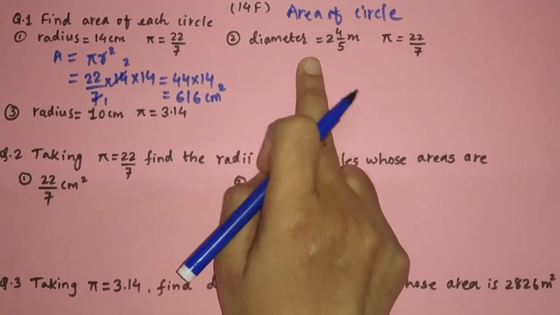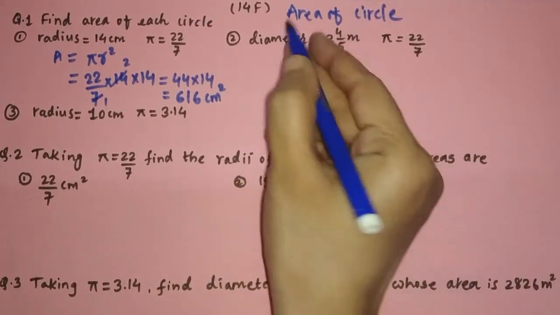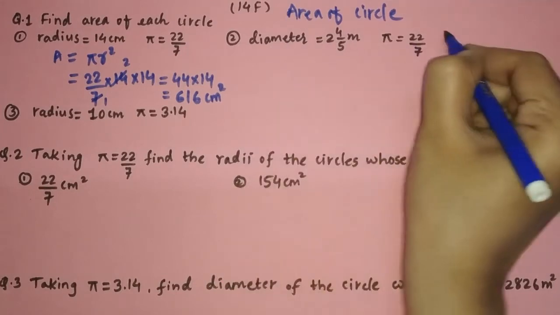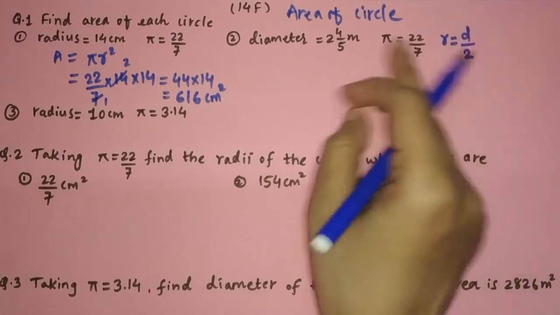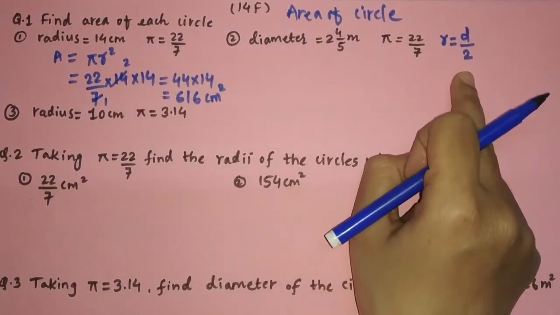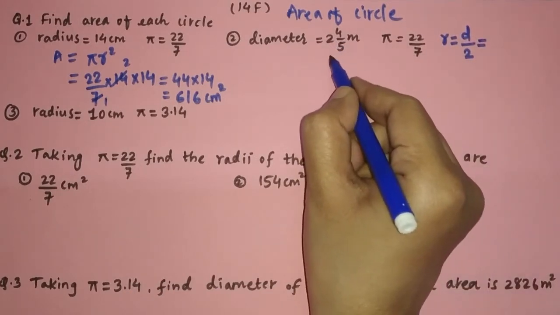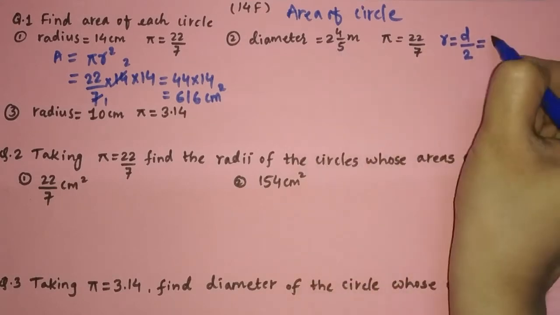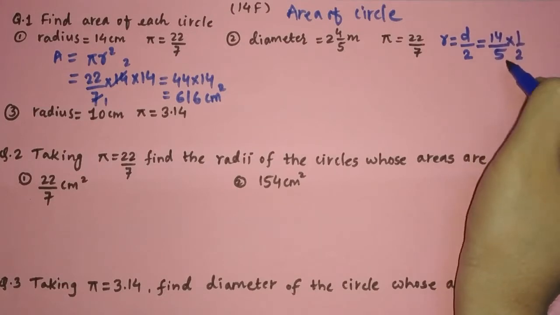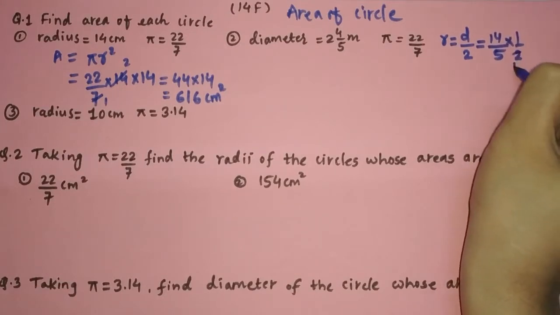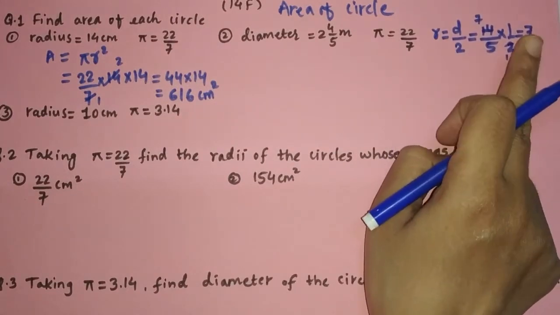Next is given the diameter 2 integer 4 by 5 meter and we have to take pi 22 upon 7. So as diameter is given, we'll get a radius as diameter divided by 2. We want a radius. So radius is nothing but diameter divided by 2. So here diameter, if we convert into the improper, we'll get 14 divided by 5. So 14 divided by 5 and its half we have to take. Its half is nothing but, here we'll simplify, 7 by 5 we'll get. So radius is here 7 by 5.